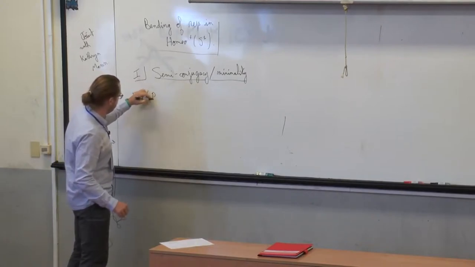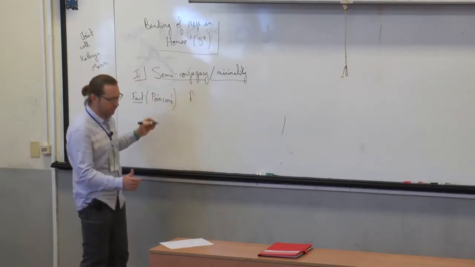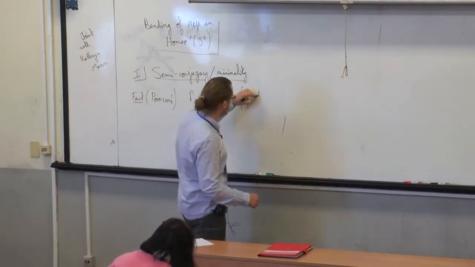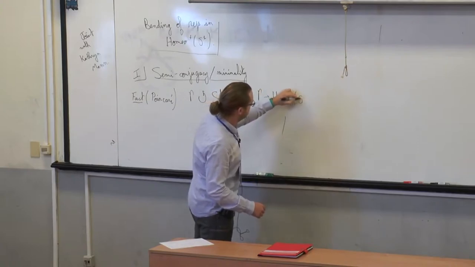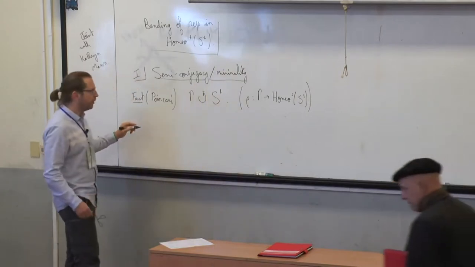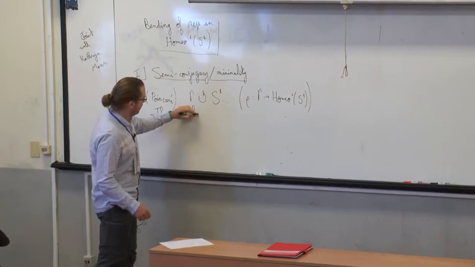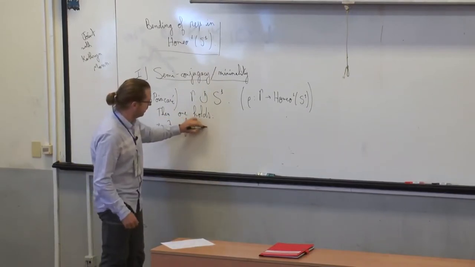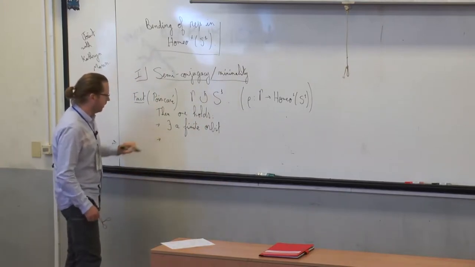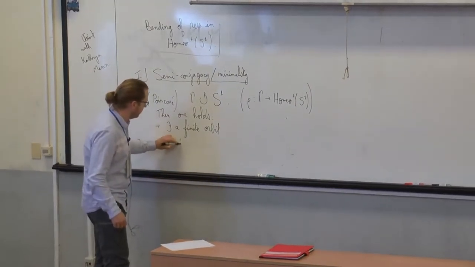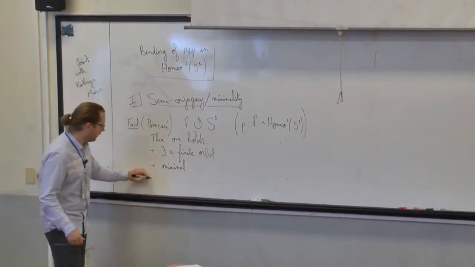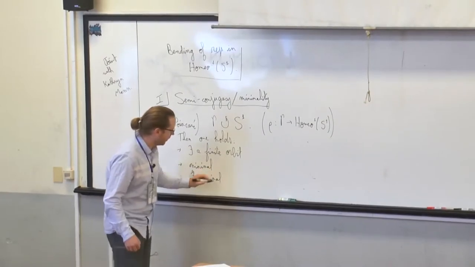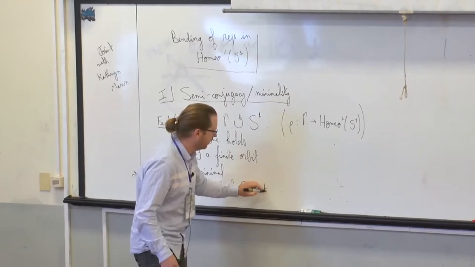An ancient fact, I think by Poincaré, is that if you have a discrete group acting on the circle, so that's to say we have a representation of the surface group in Homeo of the circle, then one of the following holds. You may have a finite orbit, or you may have a minimal action, which means that every orbit is dense, and finally you can have a minimal Cantor set invariant by the action.